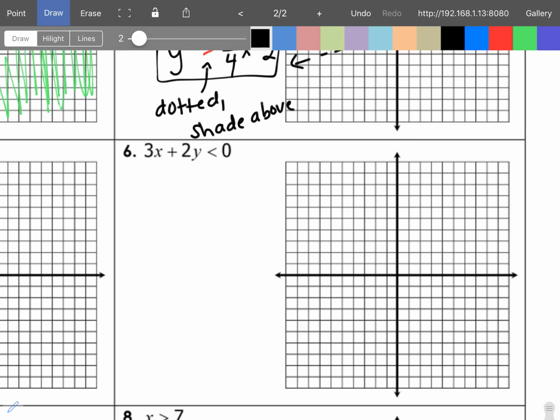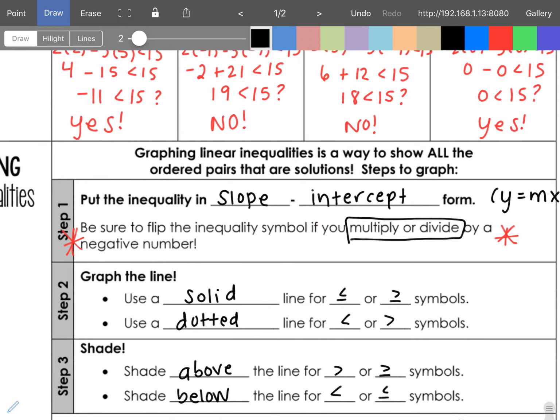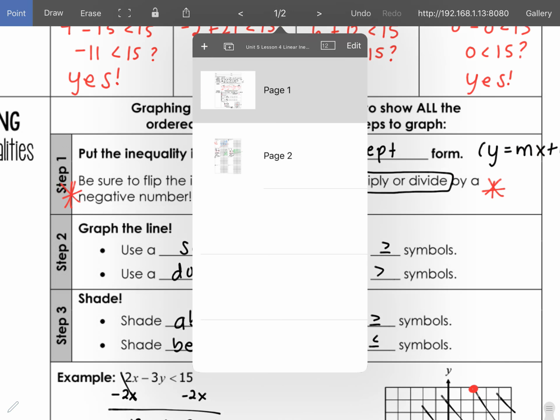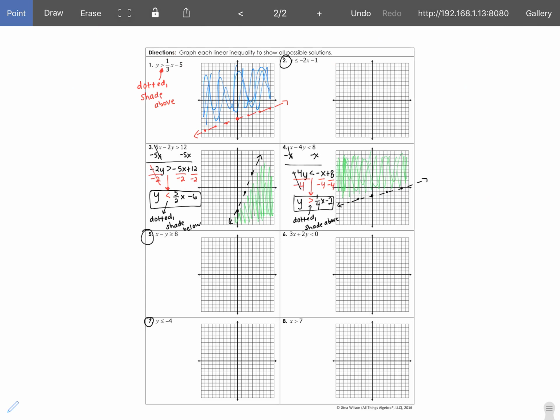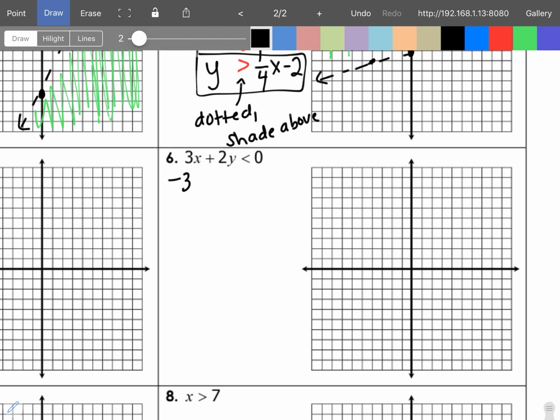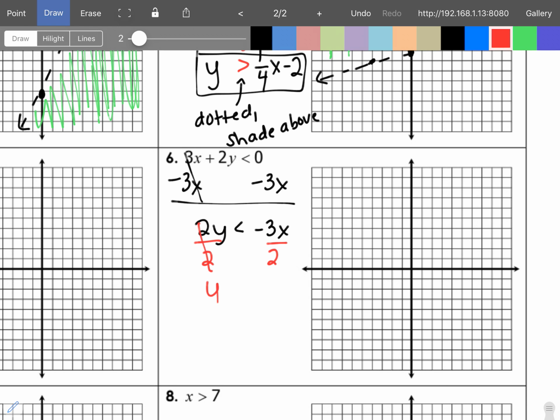Okay. So the first step here, always go back to the directions. We have to put the inequality in slope-intercept form. Okay, so we're going to subtract 3x. So 2y is less than negative 3x. Now we divide by 2. Did we divide by a negative? Nope, so we're going to keep the sign the same. And we have negative 3 over 2x.